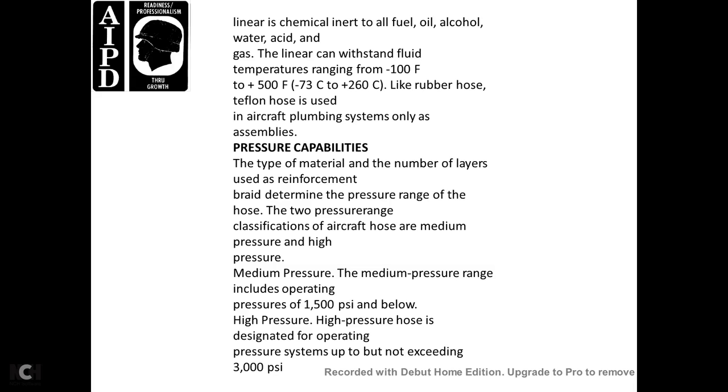The pressure capability, type of material, and number of layers used in the reinforcement braid determine the pressure range for the hose. The two pressure range classifications of air hose are medium pressure and high pressure. The medium pressure range includes operating pressures of 1500 psi or below, and high pressure is designated for operating pressure up to but not exceeding 3000 psi.